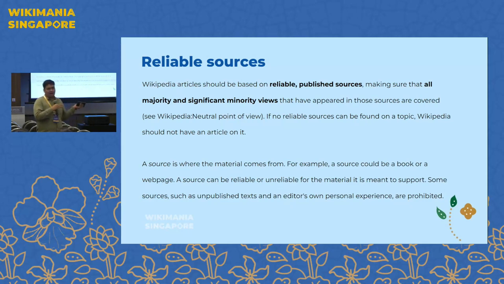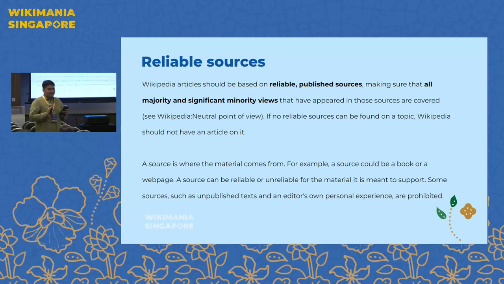So maybe a bit of a sensitive one, like whether vaccines cause autism or not. Many sources stated that vaccines don't cause autism. That's more widely covered than the claim that vaccines cause autism because it comes from retracted sources, so maybe it's not proper to be written on Wikipedia. A source is where the material comes from, for example a book or web page, and a source can be reliable or unreliable for the material it is meant to support.